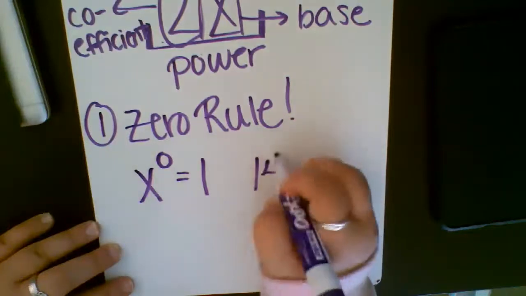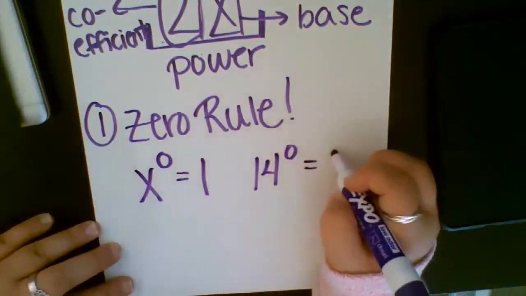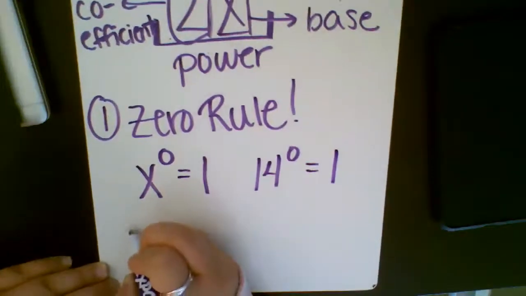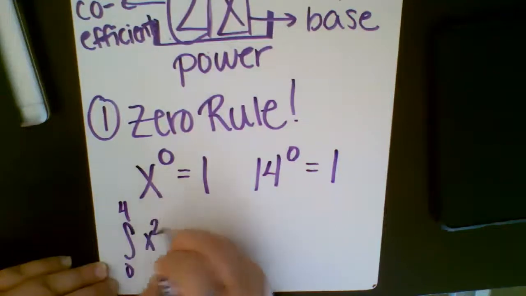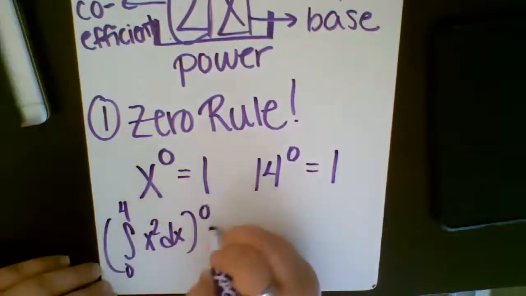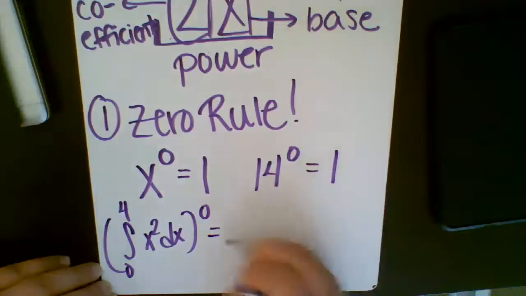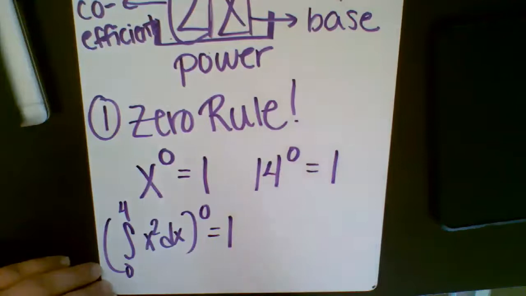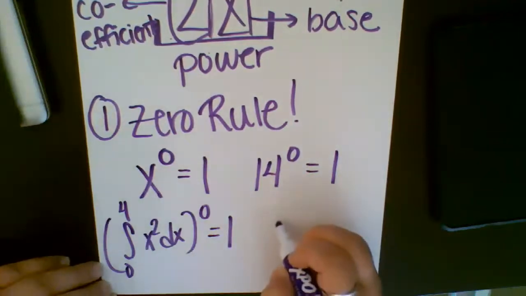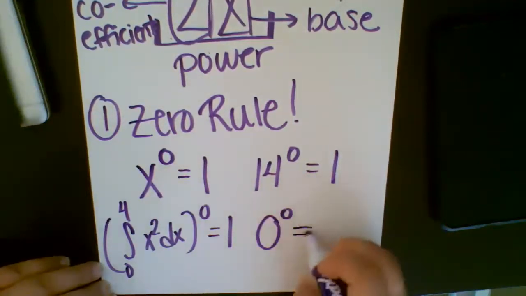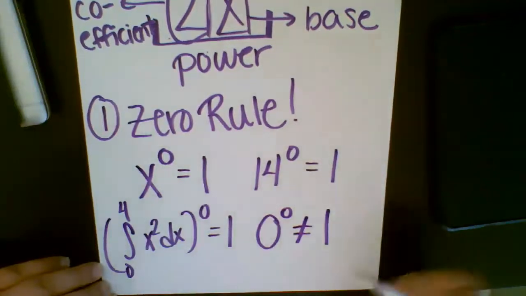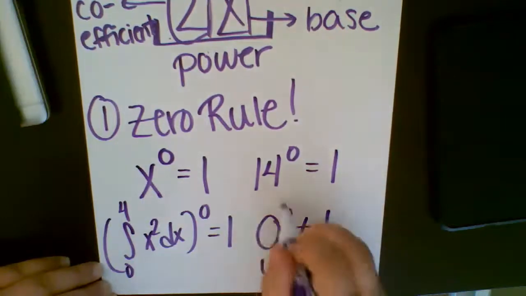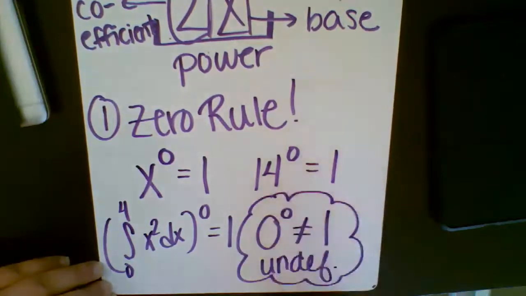If I have 14 to the 0, what's that going to equal? 1. If I have the integral from 0 to 4 of x squared dx to the 0, what's that going to equal? 1. Doesn't even matter what's on the inside. It's raised to the 0. The only exception, my friends, would be 0 to the 0, which does not equal 1. This is undefined. Any other number raised to the 0 equals 1 except for 0 to the 0.